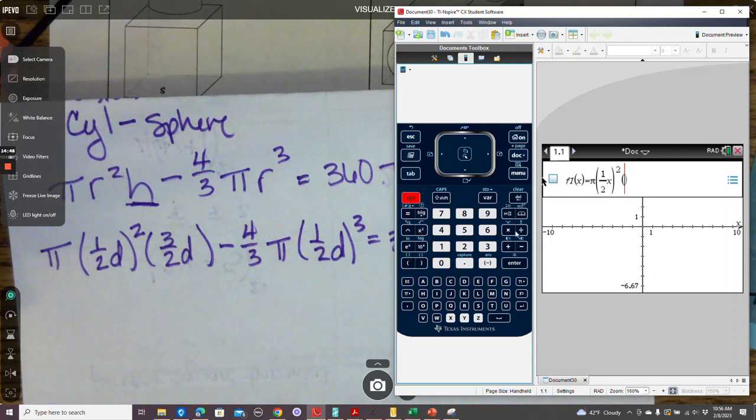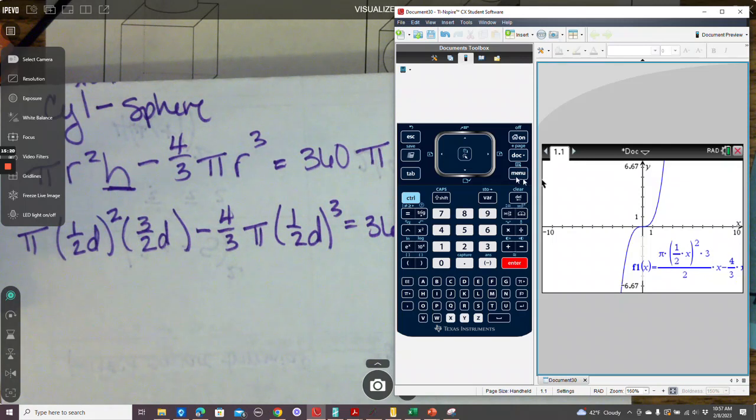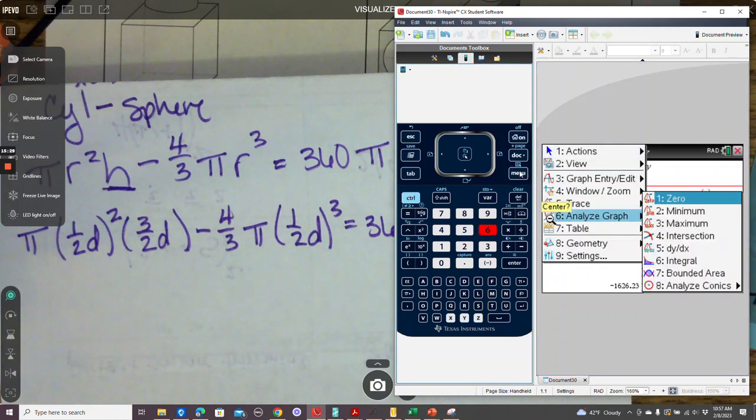Squared, 3 over 2 x, minus 4/3 pi, 1/2 x cubed, over 360 pi. Zoom out. And then menu 6, 4.